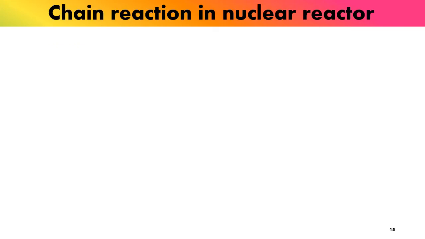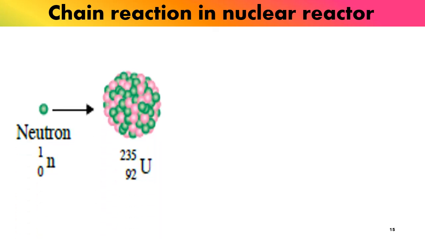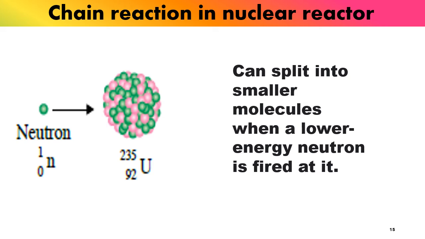Alright, next we are going to discuss chain reaction in a nuclear reactor. Okay, so look at this picture. This neutron right here is bombarded at the uranium-235 nucleus. Okay, so why we use uranium-235 instead of uranium-238 is because it is a fissile isotope, meaning that it can split into smaller nuclei when a lower energy neutron is fired at it. Meanwhile, uranium-238 needs a much larger energy for the neutron to split the nucleus.